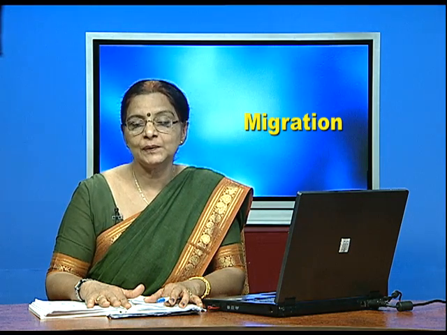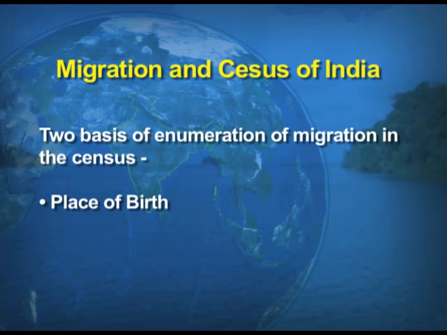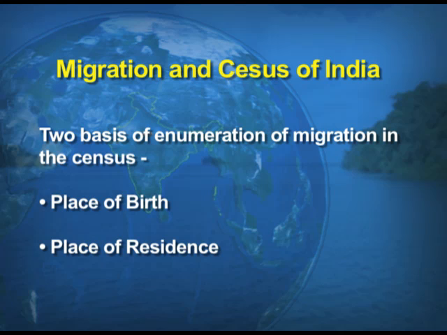Now, when we talk about migration, the person who migrates is known as a migrant person. So, how do we define the term migrant person? It is the one who, at a given census, was enumerated at a place other than his or her place of birth. Now, migration and the Census of India. There are two bases of enumerating migration: one is the place of birth and the second is the place of residence.